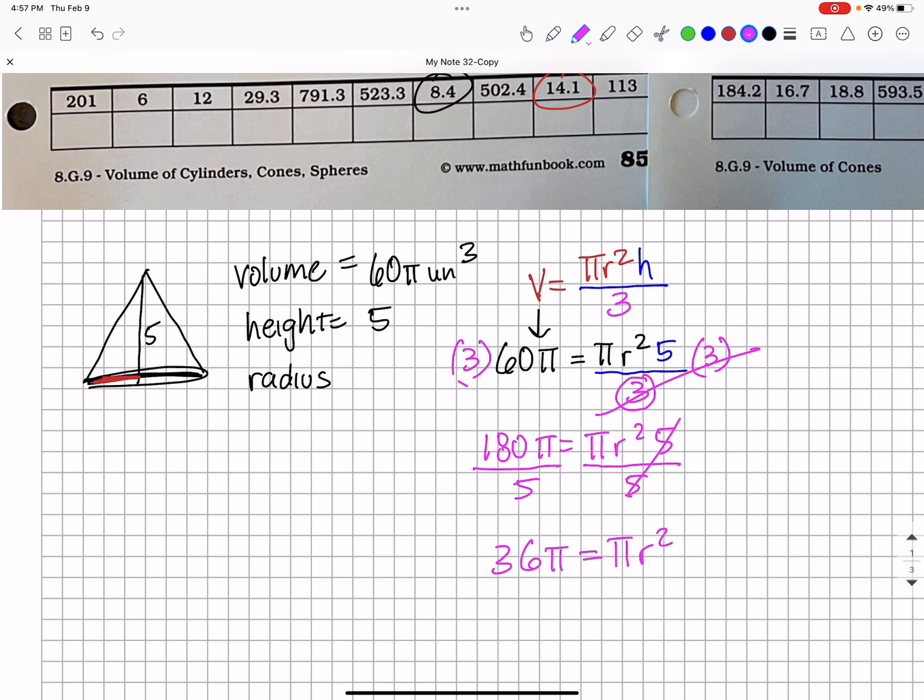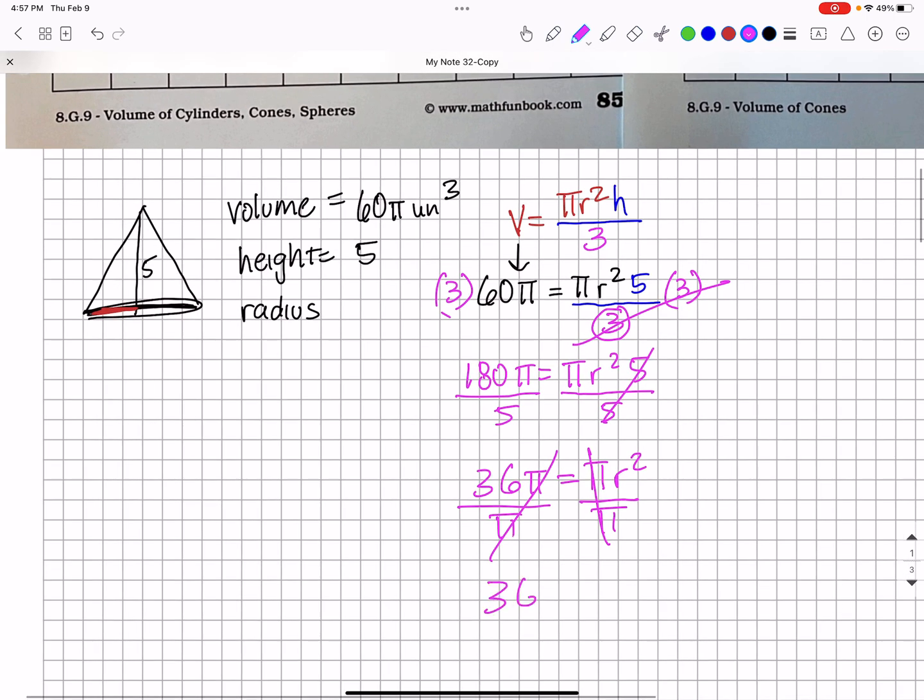I'm still trying to get down to the pi, so I'm going to divide by pi. That gets rid of the pi on both sides. 36 equals r squared. At this stage, I'm going to take a square root, which gets rid of the second power, and r equals 6. Tough problem, working backwards all the way.